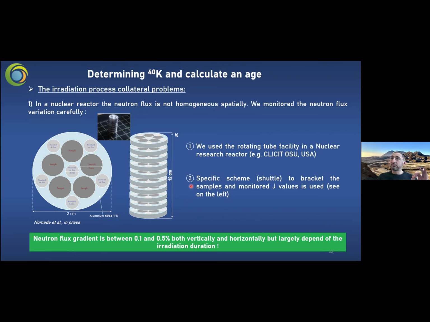So for each age we provide, for each sample, we have at least 3 standards measured at the same time. This is a minimum. Usually we measure 6 and sometimes 9 if we want to have better precision.